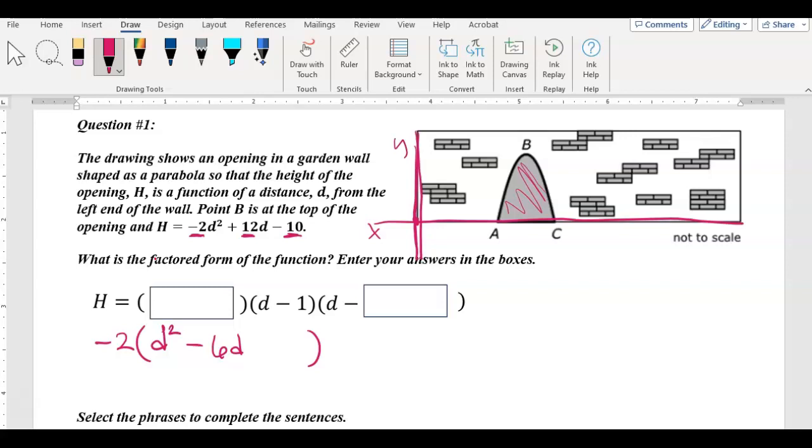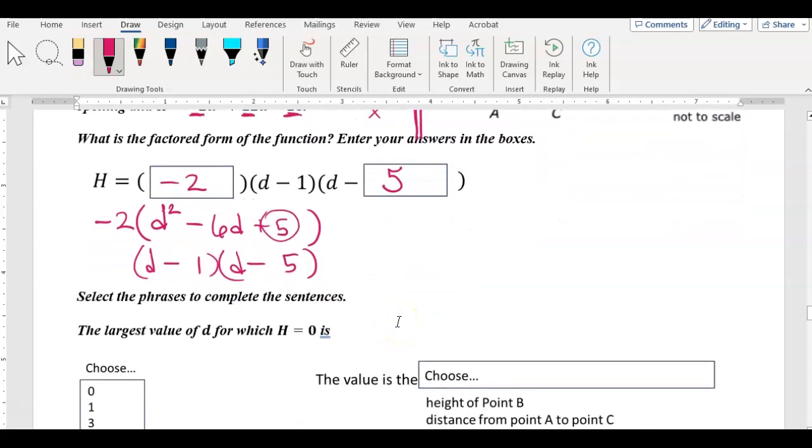And -10 divided by -2 is going to give me positive 5. So -2 times positive 5 gives me -10. I can check. So now that means my first factor out of this is going to be -2. Now I can factor this middle part as I normally would. I'm looking for factors of 5. 5 is a prime number, so it has to be 5 and 1. And it's going to be d minus and d minus. d minus 1 times d minus 5, because -1 times -5 gives me positive 5, and -1d and -5d will give me -6d. Notice it gave you d minus 1 here already, so you know that that's good. So that means the other answer is going to be 5 there. That's what we would enter in those boxes.